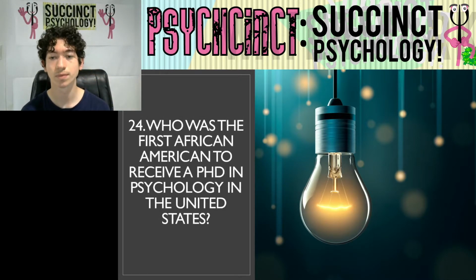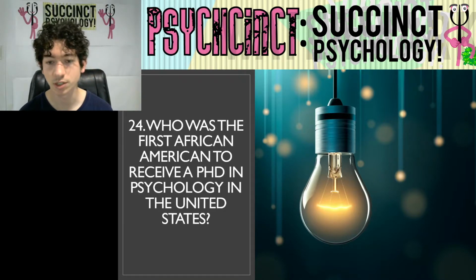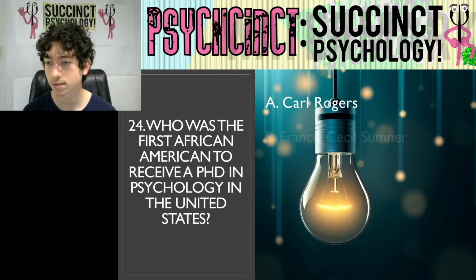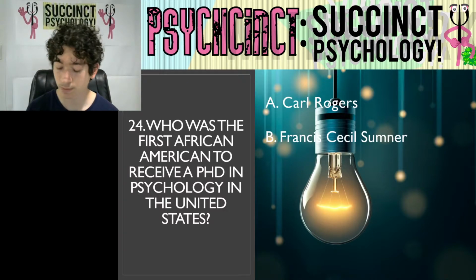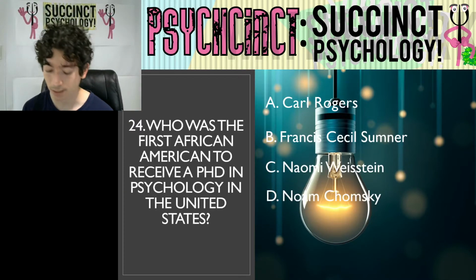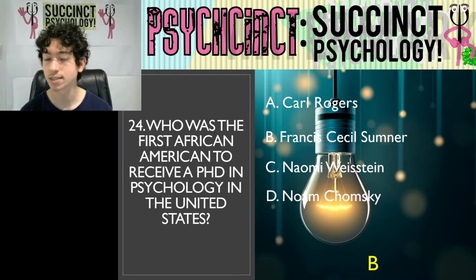Question 24. Who was the first African American to receive a PhD in psychology in the United States? Was it Carl Rogers, Francis Cecil Sumner, Naomi Weinstein, or Noam Chomsky? Another history question here. It was in fact Francis Cecil Sumner.